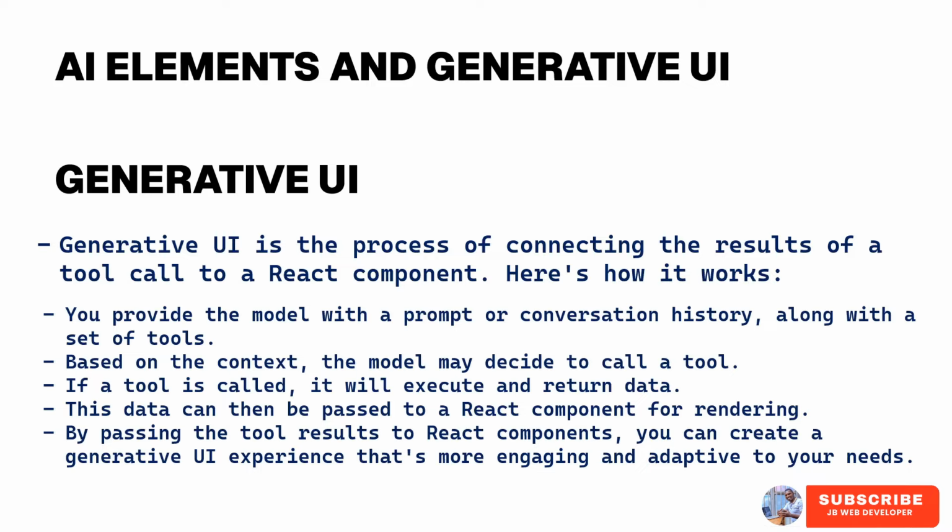You provide the model with a prompt or a conversation history along with a set of tools. Based on the context, the model may decide to call a tool. Let's say you said, I want to register an account. When you say that, the LLM realizes that it needs to use the register user tool and go ahead and register you. If a tool is called, it will execute and return data. This data can be passed to a React component for rendering. By passing the tool results to React components, you can create a generative UI experience that's more engaging and adaptive to your needs.